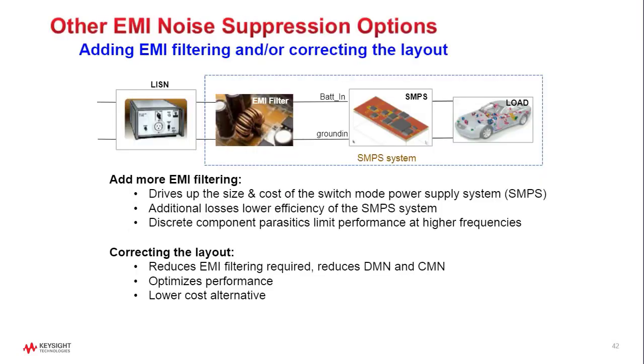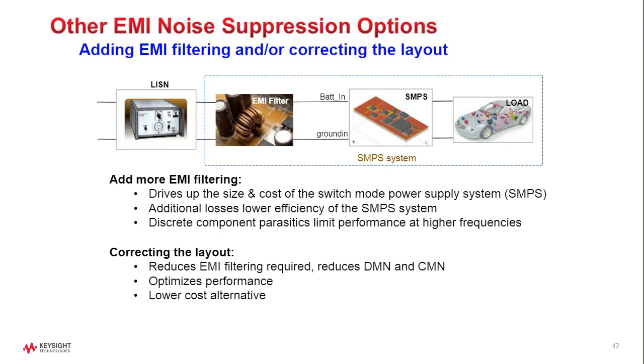Other suppression techniques could be adding filtering. This is fairly common, and sometimes it's required. EMI filtering is not the simplest thing in the world to do, but we'll talk about it later. There's a differential filtering technique. There's a common mode filtering technique. The disadvantage, of course, is you're adding components. You're driving up your cost, adding component count. Nobody likes it when the bill of materials goes up, but maybe that's your only choice.